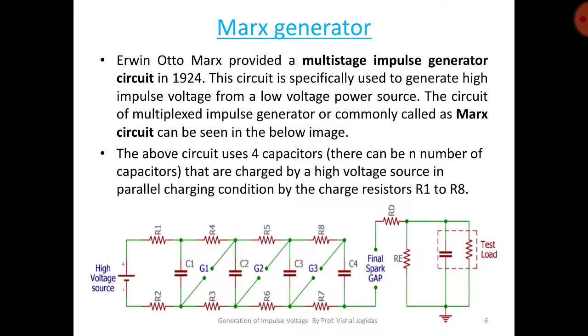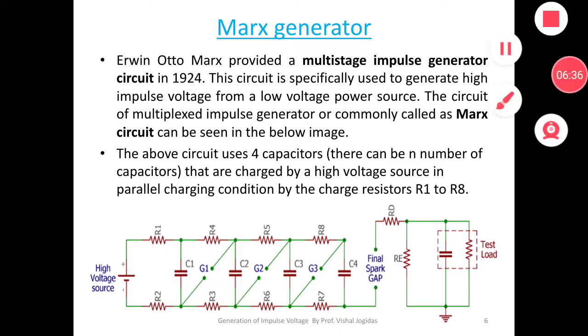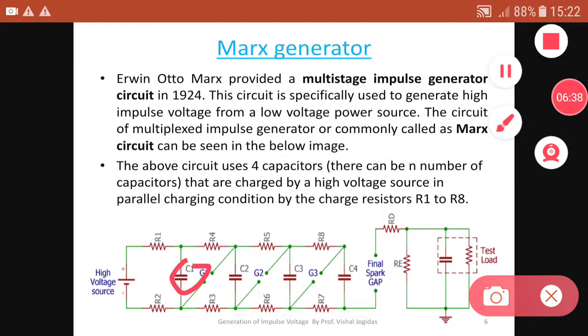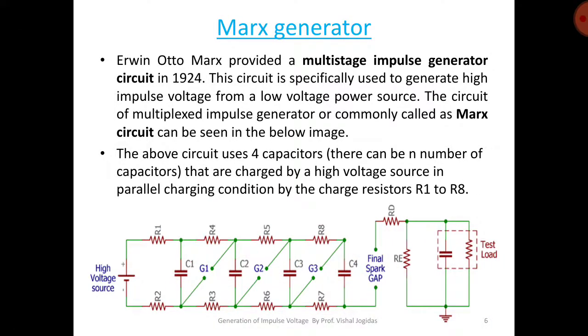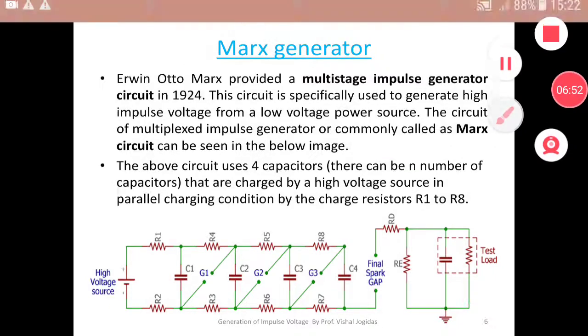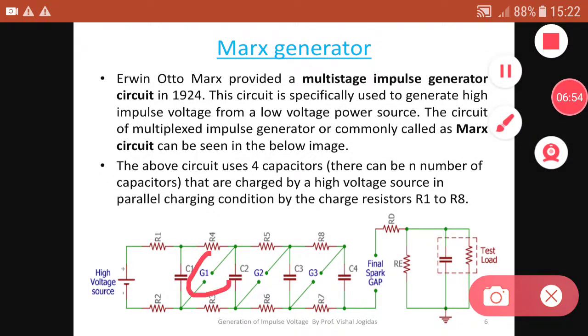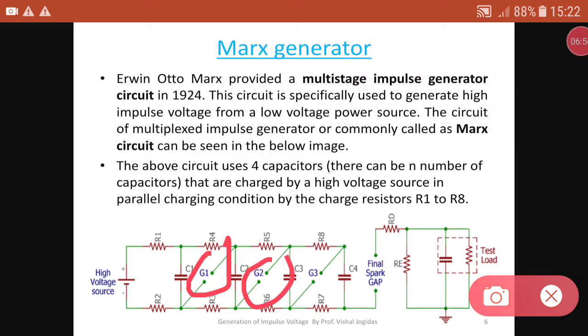So in this figure we can see C1, C2, C3 and C4 are the capacitors, and these are the 8 resistors, and G1 to G4. It means this is G1, G2, G3, these are the spark gaps.